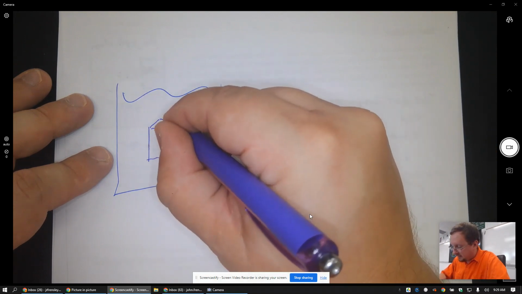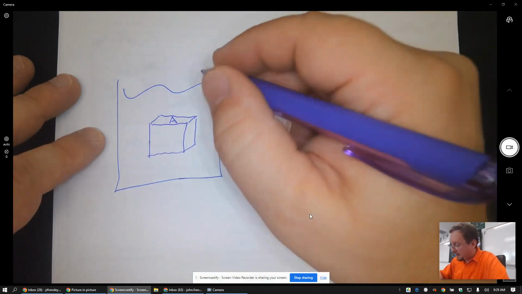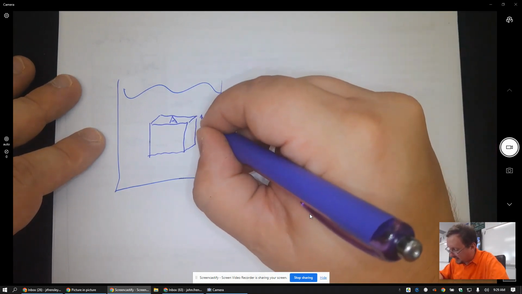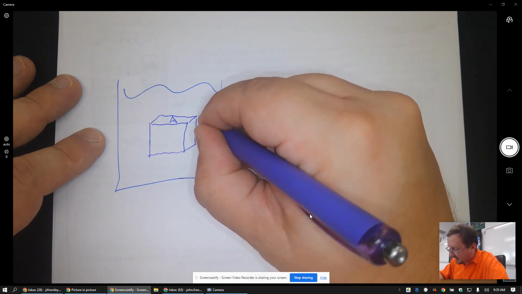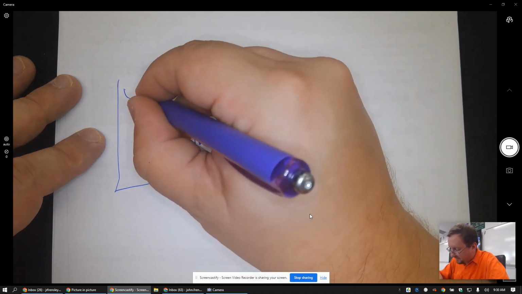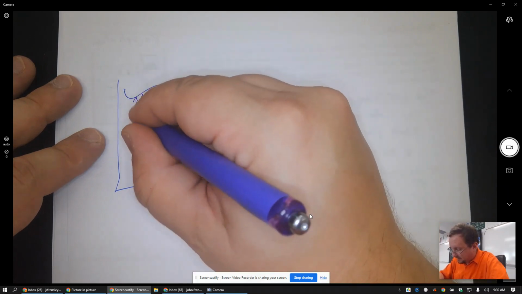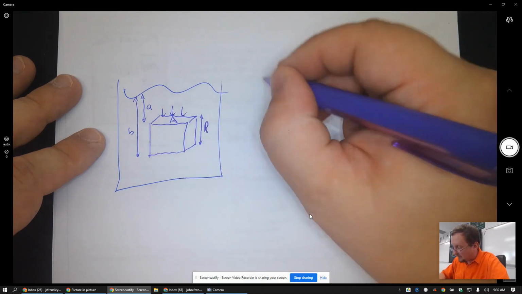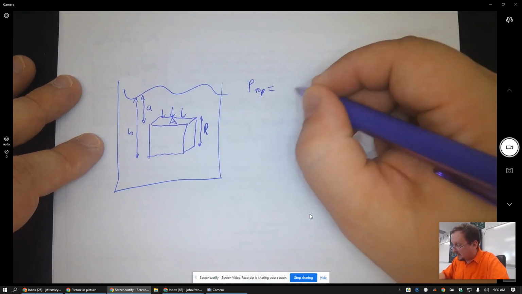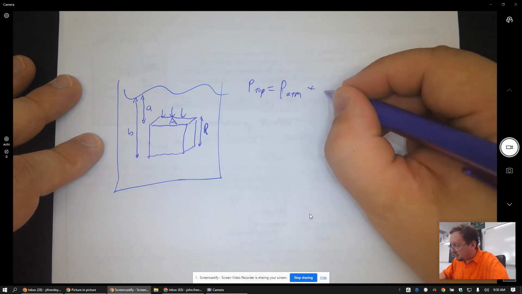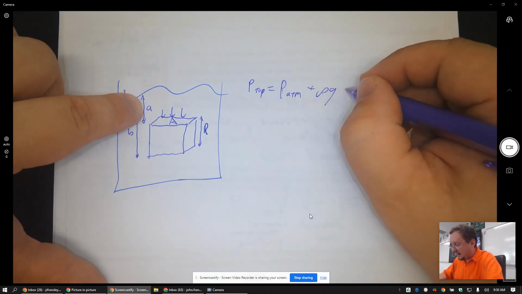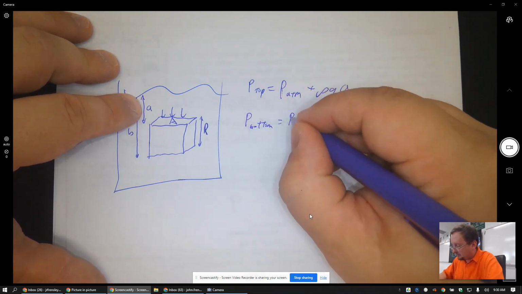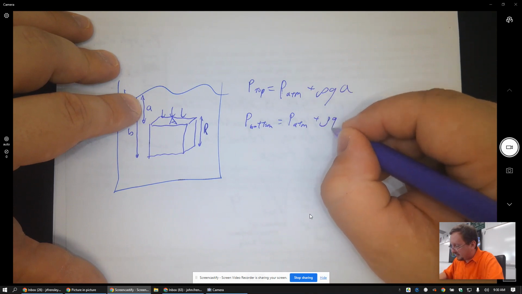This is going to be the area of the top. Let's say this is the height of the cube. Well, I don't want to use H because I'm going to use it for something else. Let's just call this L for length. Then this depth is going to be A, and this depth is going to be B. The depth at the top is A. So the pressure on the top is going to be the pressure of the atmosphere plus rho g times this depth, which I'm going to call A. And the pressure on the bottom is going to be the pressure of the atmosphere plus rho g B, the depth B.